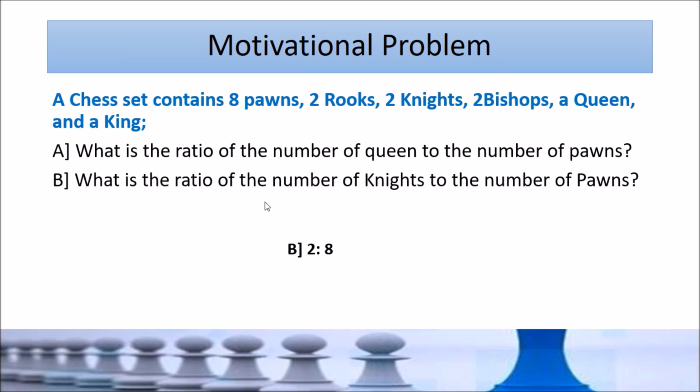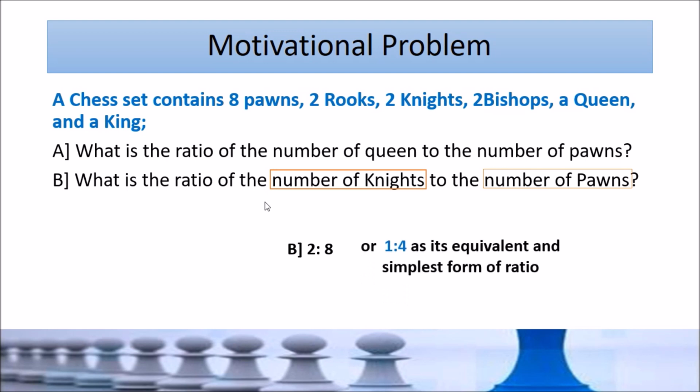If you answered 2:8, you are partly correct. Since 2 represents the number of knights and 8 represents the number of pawns, and again 2:8 is not our final answer, because we can still reduce that into its equivalent and simplest form of ratio, and that is 1:4.